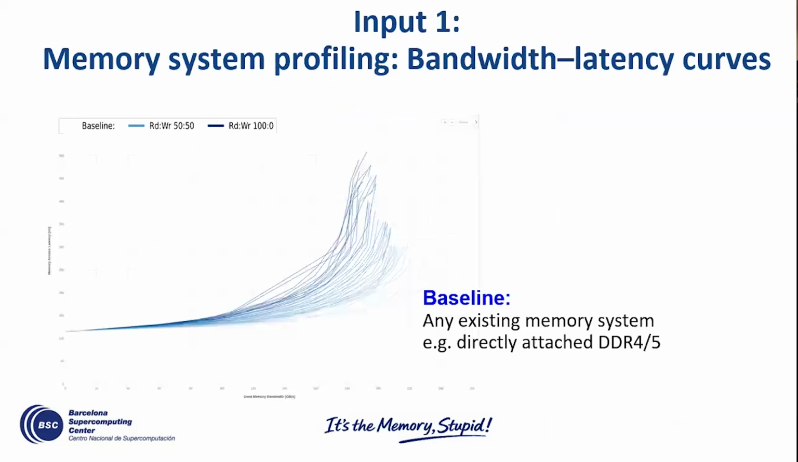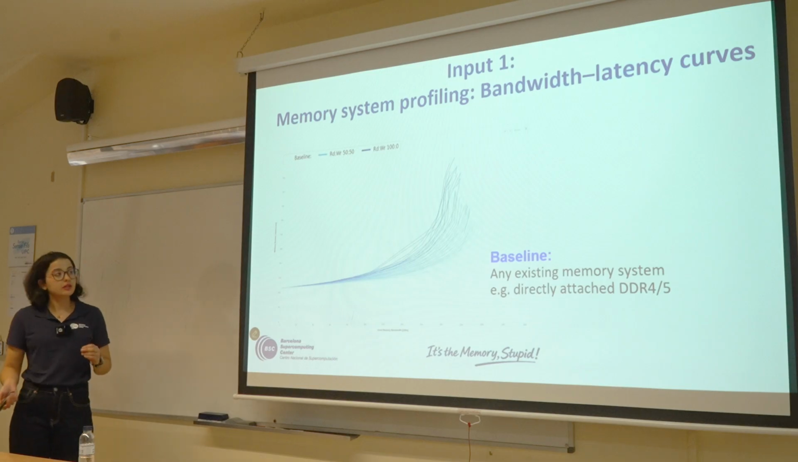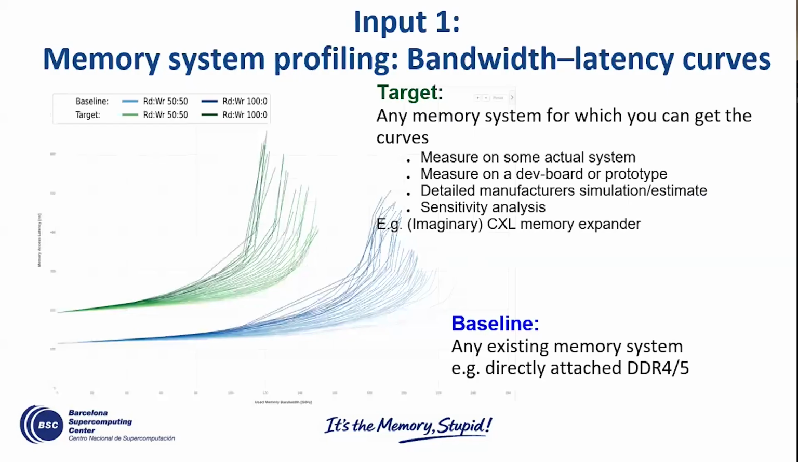So the first thing, the curves. As I mentioned, we need a baseline system. One family of curves, of course, will be your baseline, something you have access to, something you can measure, so any existing memory system. For example, here we can have DDR4 or 5, like MareNostrum. So this is one family of curves. And then you have the target system, so one more family of curves. This target system will be any memory system you want to evaluate and you can get the curves from.